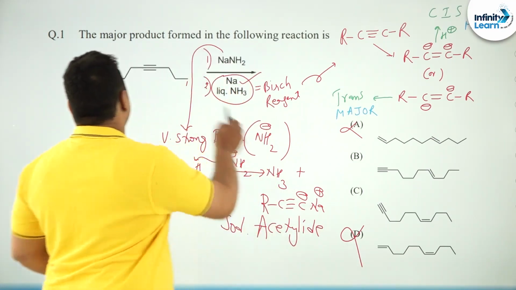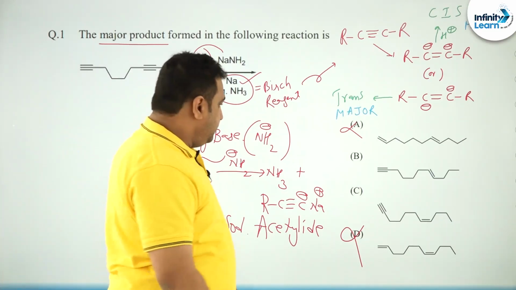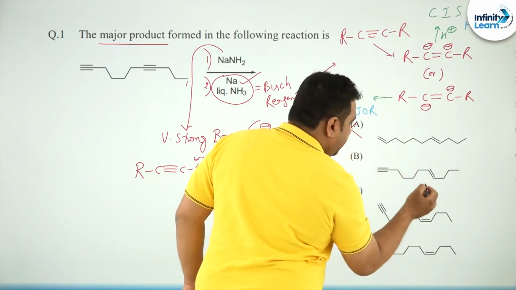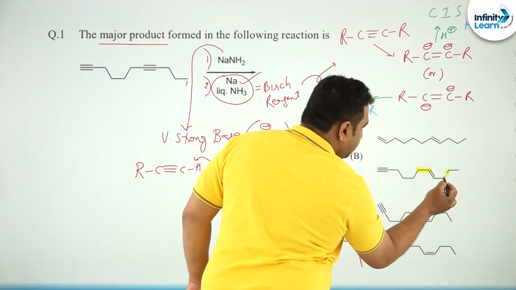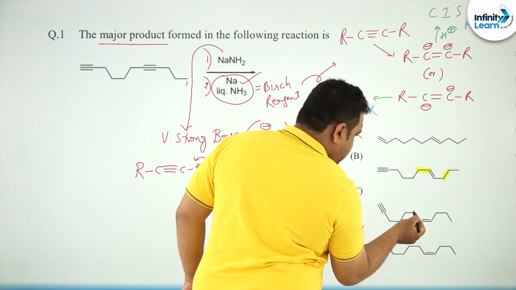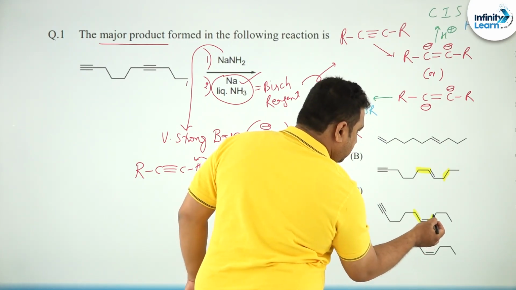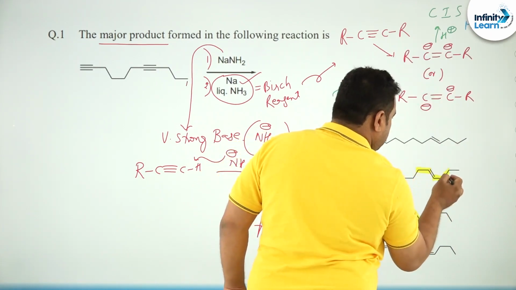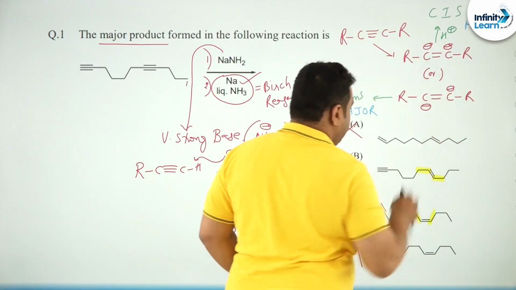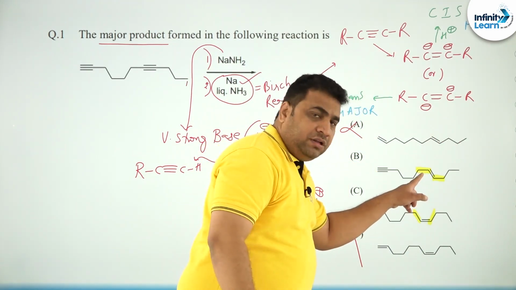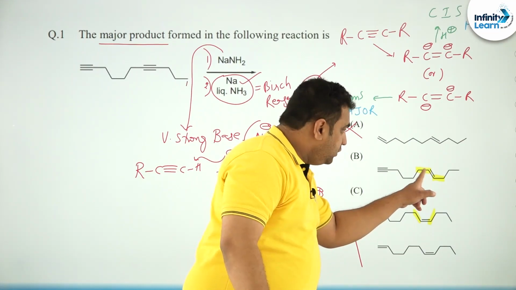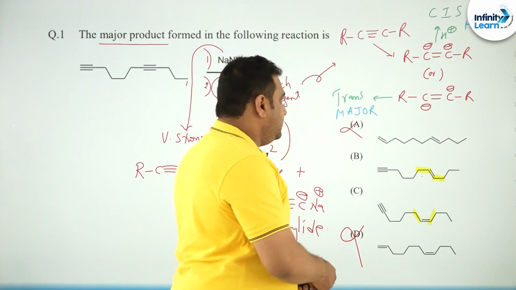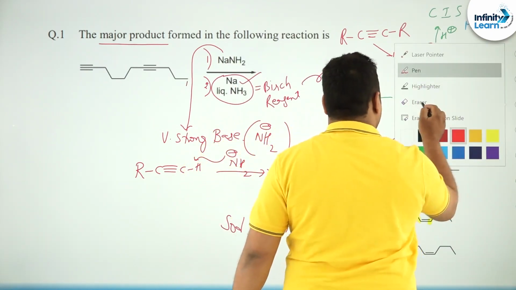But we have to focus on the major product. Did he use the word major? Yes, you can see he used the word major product here. So, you have to see where the bonds are trans in nature. Here this bond is cis in nature. With respect to the alkene reference, the 2 bonds are trans, but here the 2 bonds are cis, hence the final answer will be B.